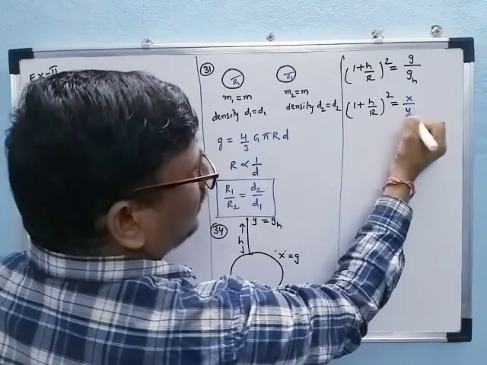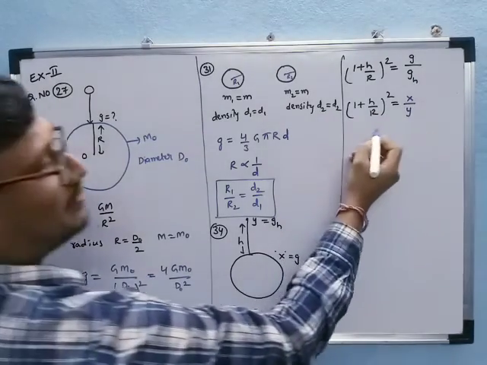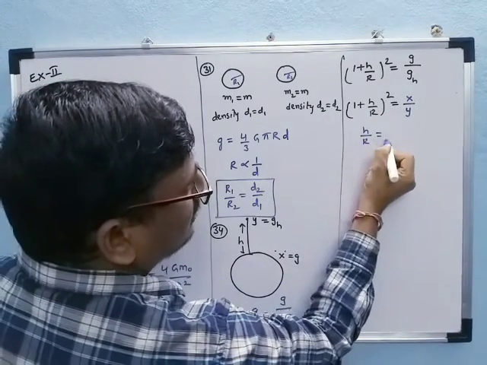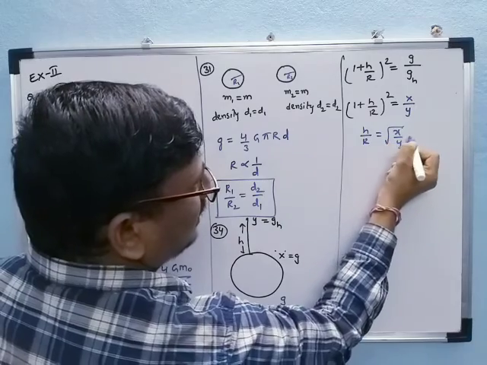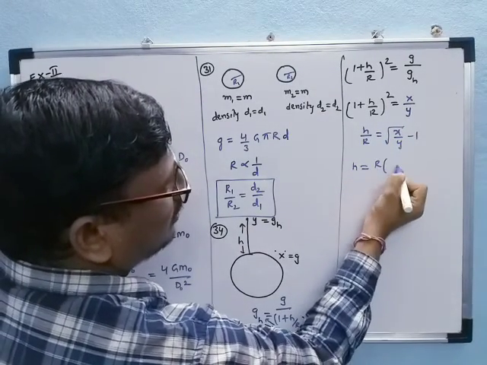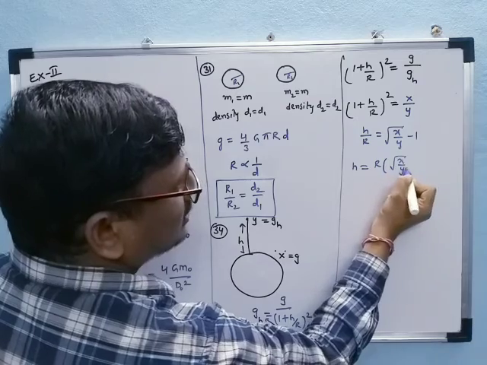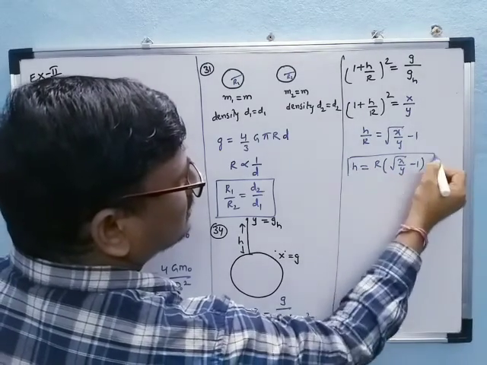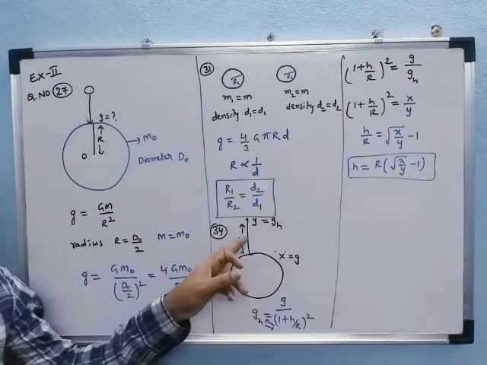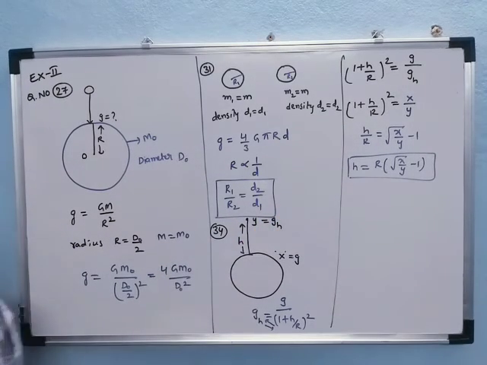On this side we take the root, and the plus 1 goes to the other side as minus. h/R is equal to under root of x by y, minus 1. Then cross multiply R: h is equal to R times (under root of x by y minus 1). This is how we find the height h for the acceleration due to gravity.